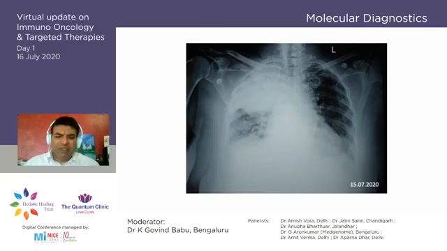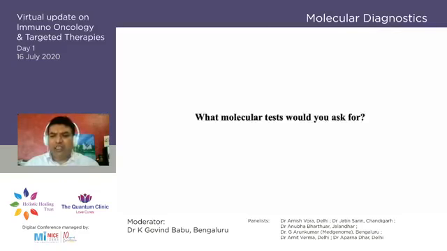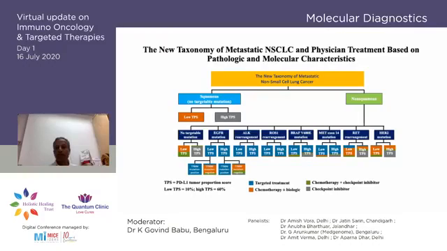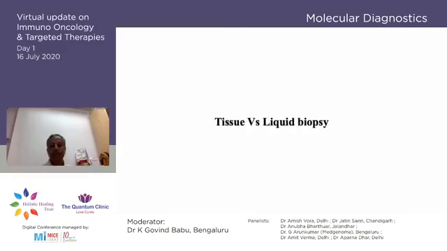Molecular markers, if the patient can afford it and if the tissue is available, NGS is the way to go. So this is the new taxonomy for metastatic non-small cell lung cancer. We're looking at everything that is possible put up on this slide. And as you heard from the previous talk, NGS is the way to go about this.